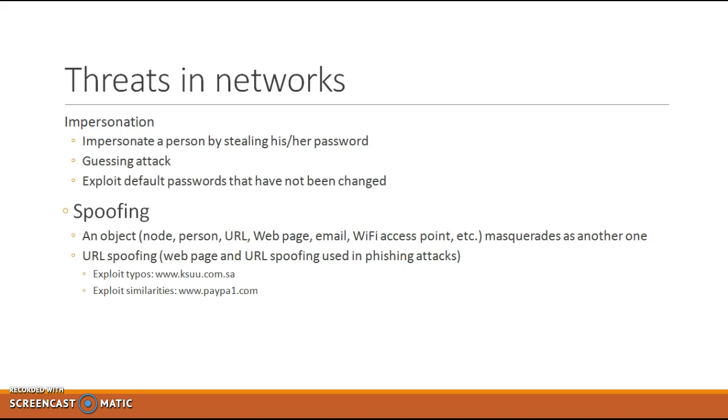So you should be careful with the spellings. There are different kinds of spoofing. The spoofing objects can be a node, a person, a URL, a web page, an email, a Wi-Fi access point, etc. Masquerades are a kind of attacker. Yes, we have URL spoofing, as I told you. Like King Saud University, www.ksu.edu.sa. Instead of ksu, I put ksw.com.sa. So this is the wrong website. PayPal is spelled PAYPAL, but instead you put PAYPA1.com to mislead the people.